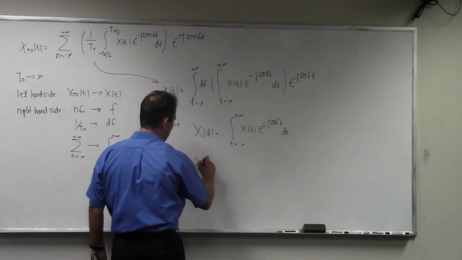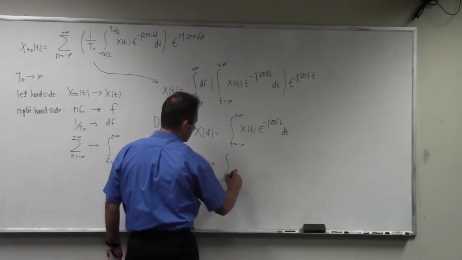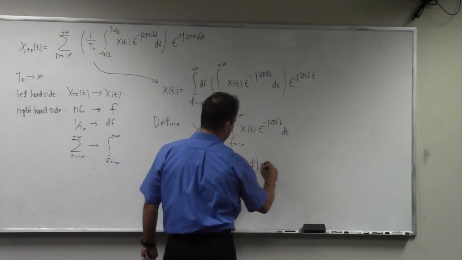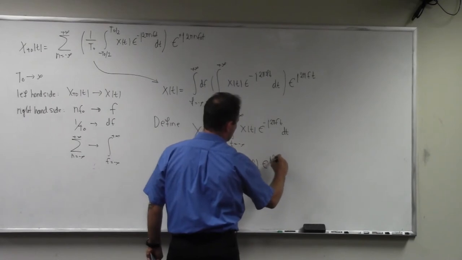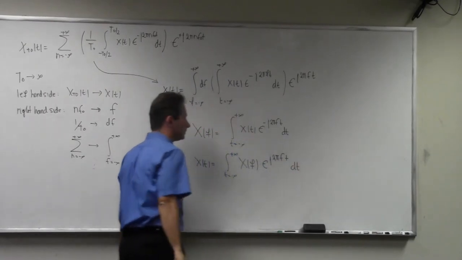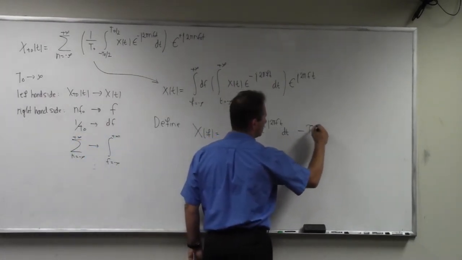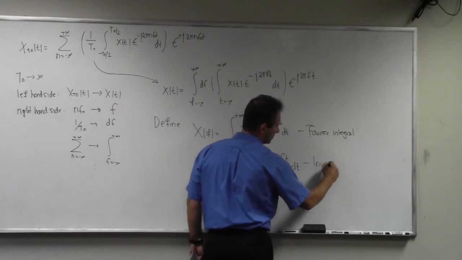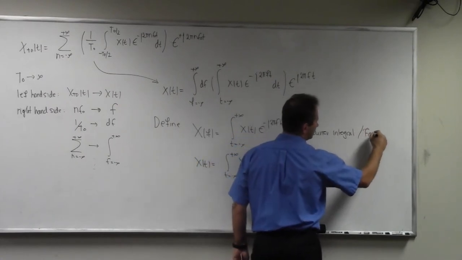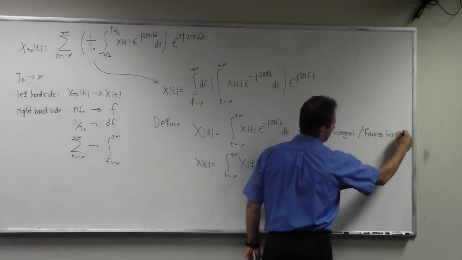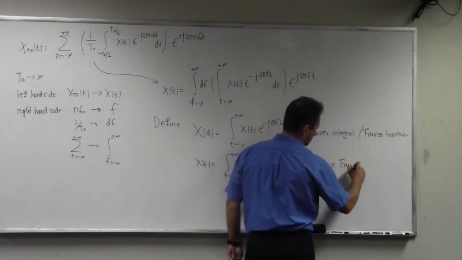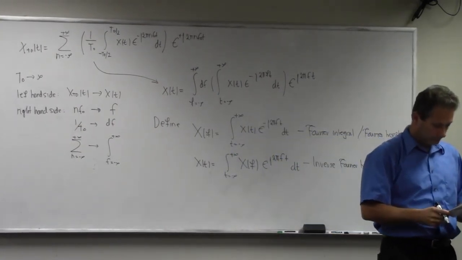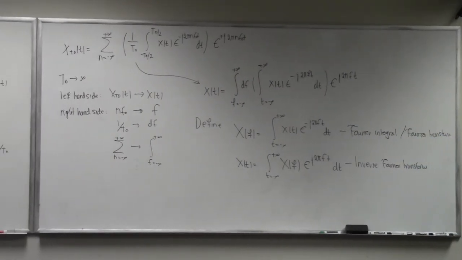And we look at x of t as integral when f goes from minus infinity to plus infinity, X of f times e to the j 2 pi ft df. This integral here we call Fourier integral, or Fourier transform more commonly. And how do we call this one? This is inverse Fourier transform. Okay? So that's the math.